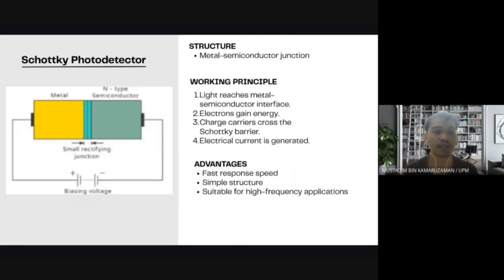Here we will discuss the Schottky photodetector. The structure is the metal-semiconductor junction, and the working principle is that when light reaches the metal-semiconductor interface, the electrons gain energy and charge carriers cross the Schottky barrier, and then electrical current is generated. The advantages of the Schottky photodetector are fast response speed, simple structure, and suitability for high frequency applications.